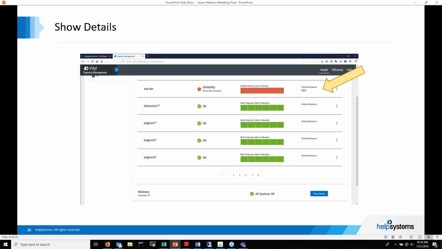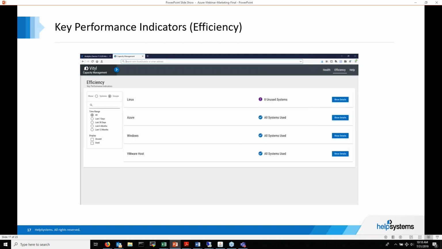One of the things that we do in KPIs is we do identify for you when you have a performance problem, where does that performance problem reside? And in this particular example, we're showing that we have a CPU resource issue on this Azure VM. Then we also have the key performance indicator for efficiency.